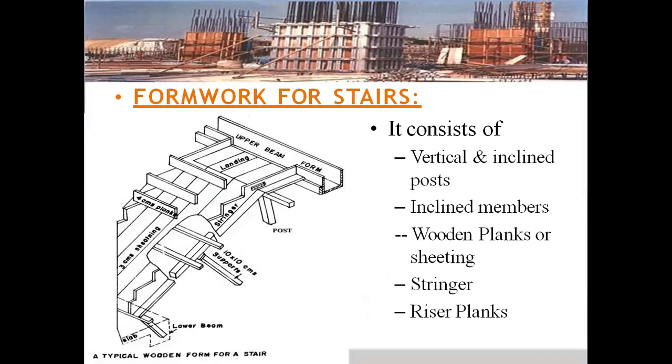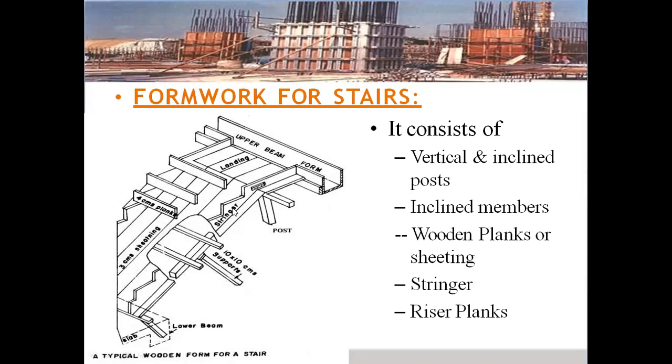Formwork used for stairs. It consists of vertical and inclined posts, inclined members, wooden planks or sheetings, stringer and riser planks. These are the 4 centimeters planks. This is the upper beam of landing. Here you can see this is the landing portion, and here a post has been supported.